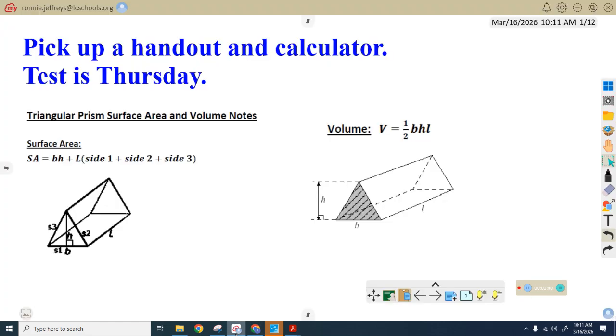All right, so other than that, our test is Thursday. We're covering our last little bit. We are doing surface area and volume of triangular prisms. Now, this was the thing that we kept purposely skipping, because I didn't like the formulas that we were using. Stuff wasn't clear. Then I found stuff, and then voila, here we are.